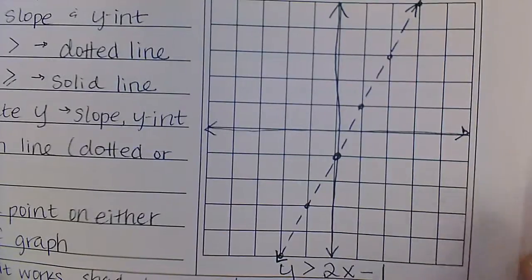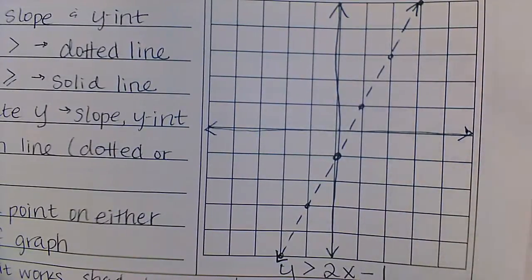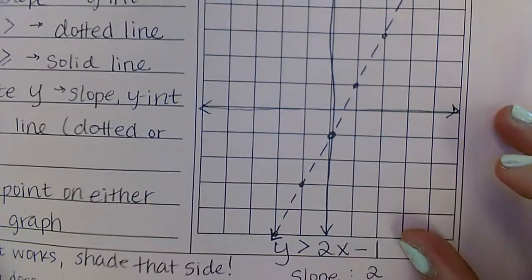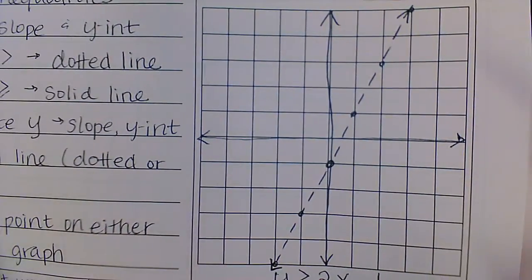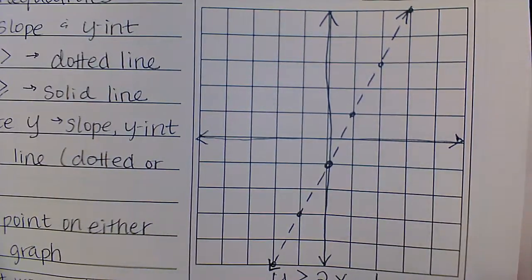So if I'm going to take a look at this graph, first of all, I've isolated my y, found my slope and my y-intercept, plotted points, and identified if it's dotted or solid. Now I need to pick a point and test it. You can test any point on either side. I am not testing a point on the line. It has to be on one side of the graph or the other.